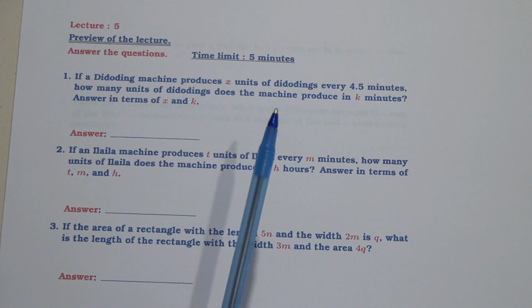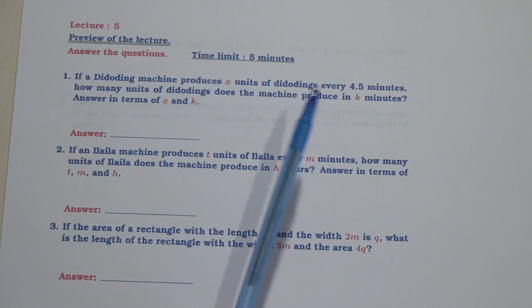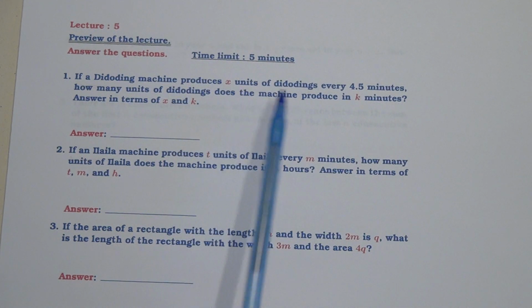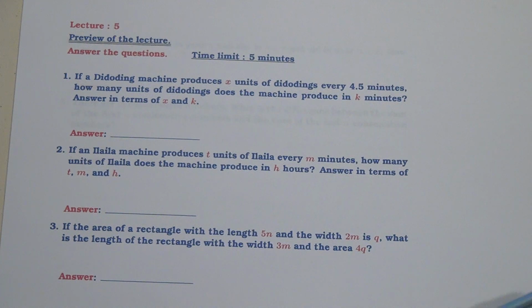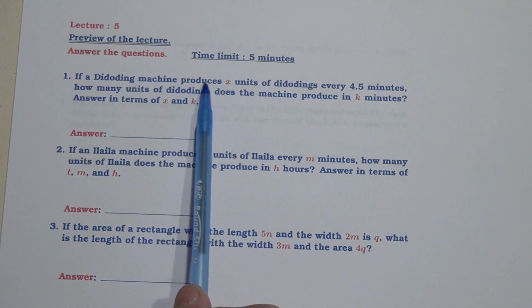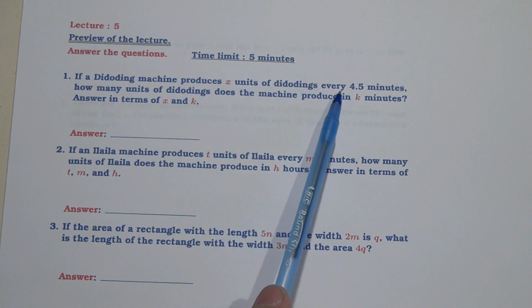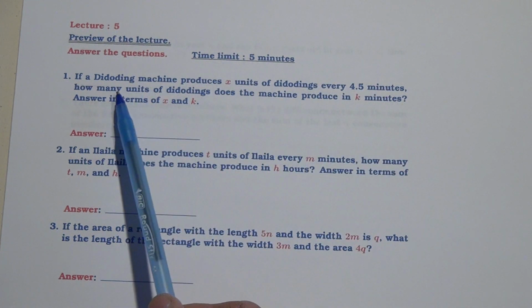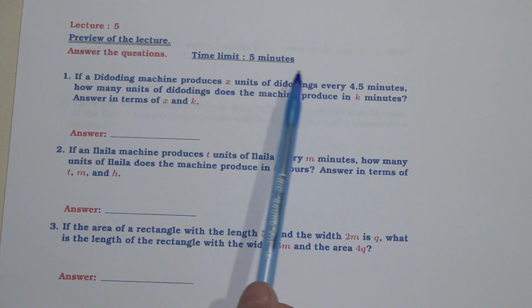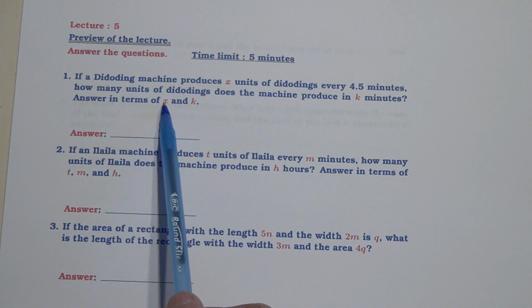Now we have here preview questions. With a preview question, let's get some idea for SAT questions. If a reloading machine produces X units of reloadings every 4.5 minutes, how many units of reloadings does the machine produce in K minutes? Answer in terms of X and K.